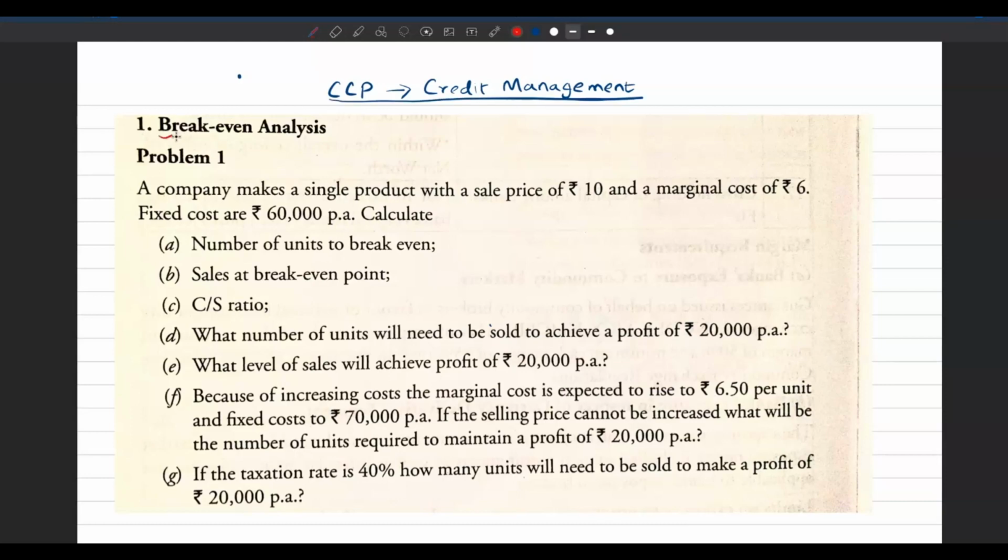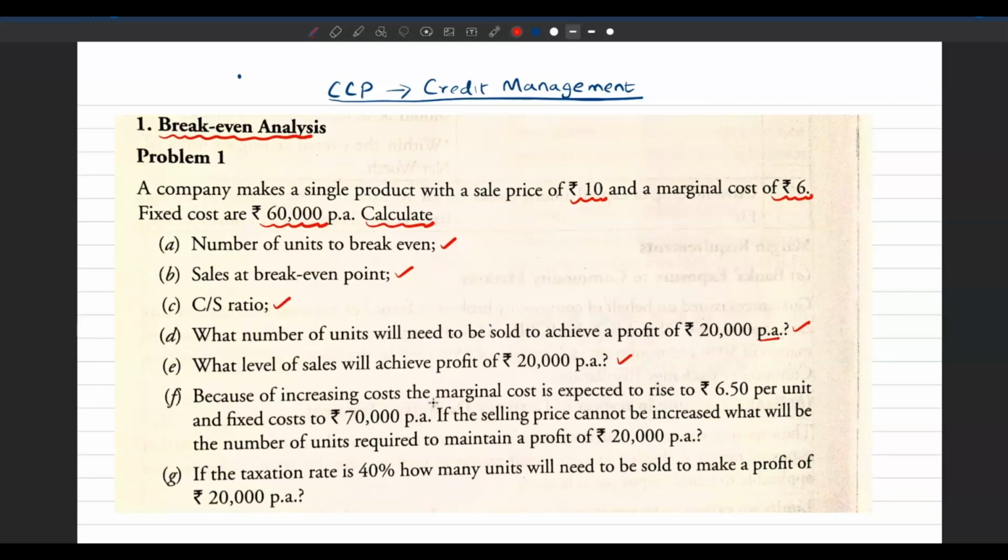This is problem number 1. Focus is on break-even analysis. A company makes a single product with a sale price of rupees 10. Marginal cost is rupees 6. Fixed cost is 60,000. You have to calculate number of units to break even, sales at break-even point, CS ratio, that is contribution by sales ratio, what number of units will need to be sold to achieve a profit of 20,000, what level of sales will achieve profit of 20,000 per annum, here also per annum.